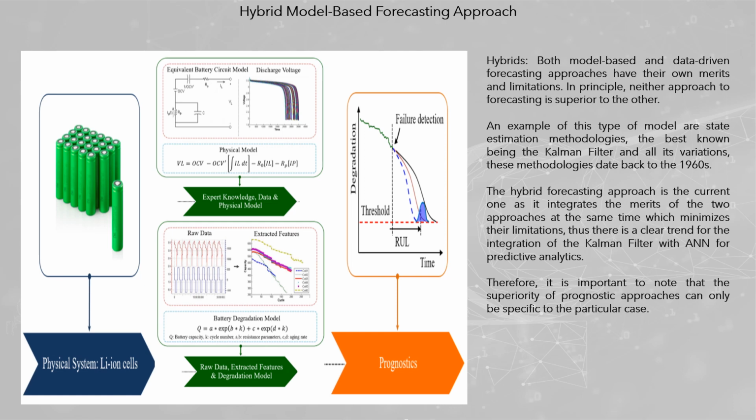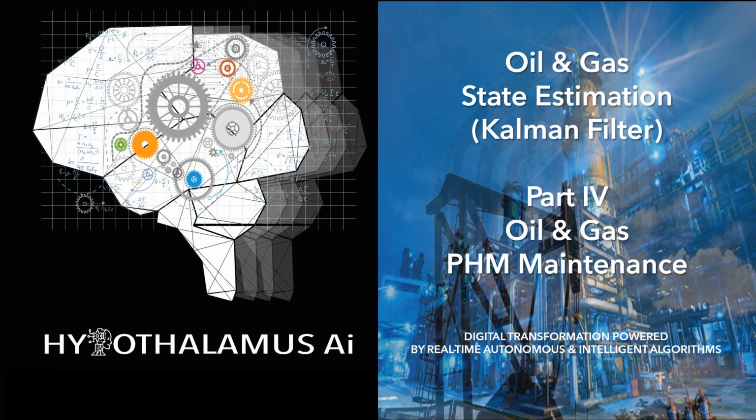Thus, there is a clear trend for the integration of the Kalman filter with ANN for predictive analytics. Therefore, it is important to note that the superiority of prognostic approaches can only be specific to the particular case. Those interested in learning more about this topic can watch the video on oil and gas PHM maintenance.